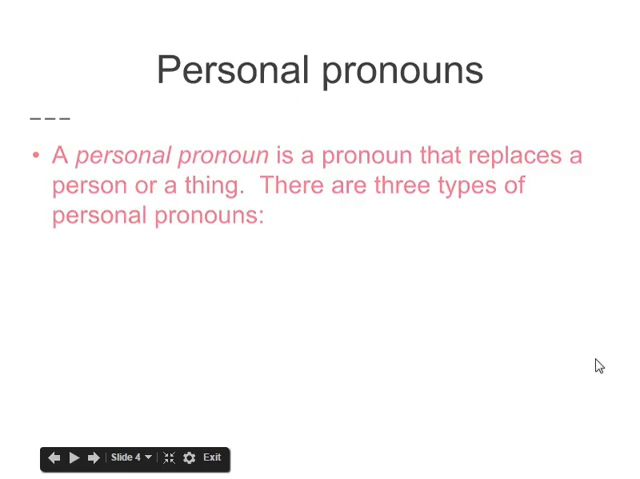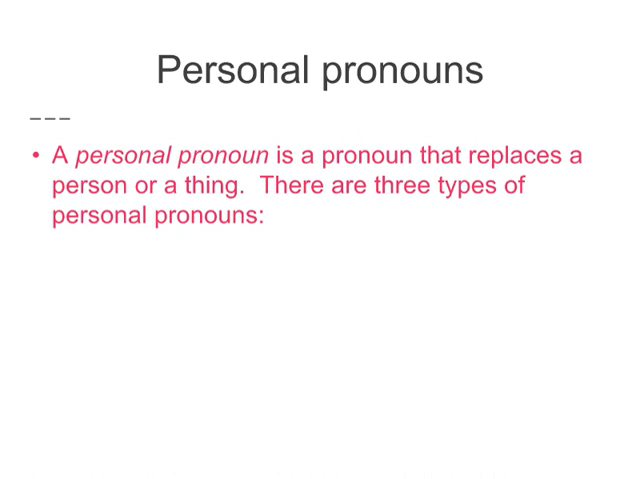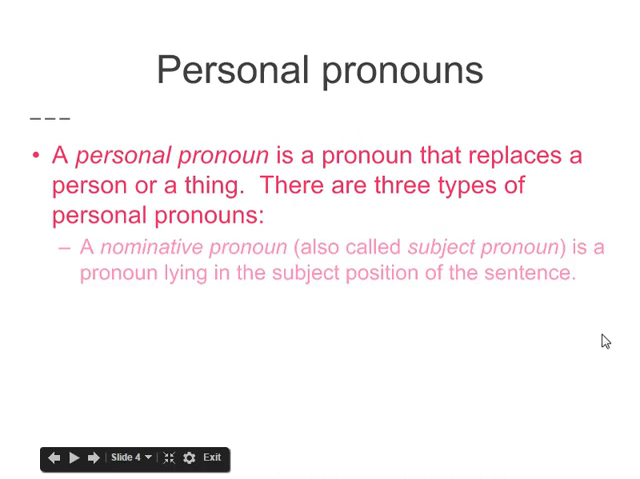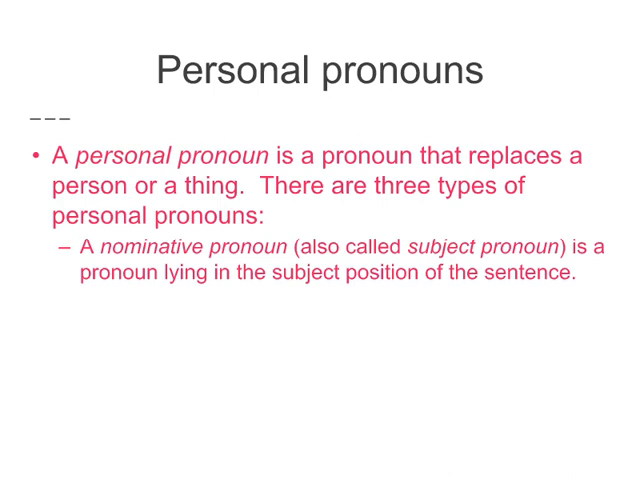Personal pronouns. Here's a definition for personal pronoun because, as I said, there are different types of pronouns. A personal pronoun is a pronoun that replaces a person or a thing. There are 3 types of personal pronouns. There is a nominative pronoun, also called a subject pronoun. And a nominative pronoun is a pronoun lying in the subject position of the sentence.